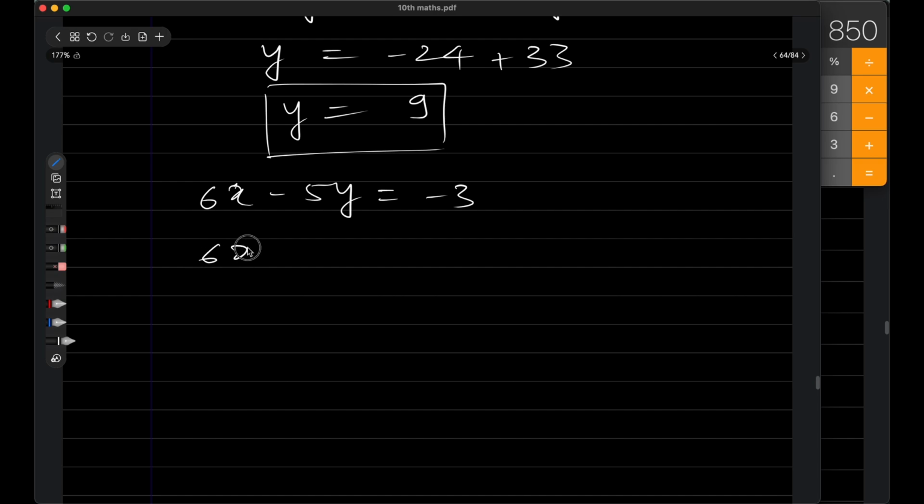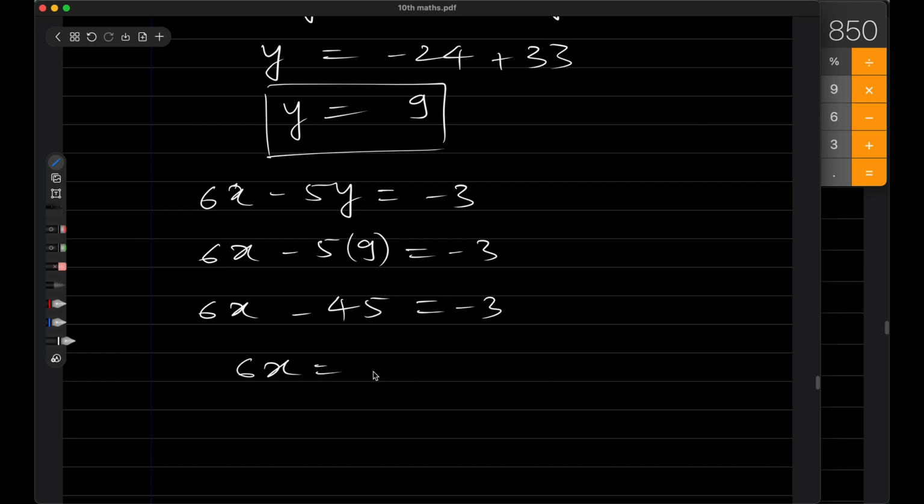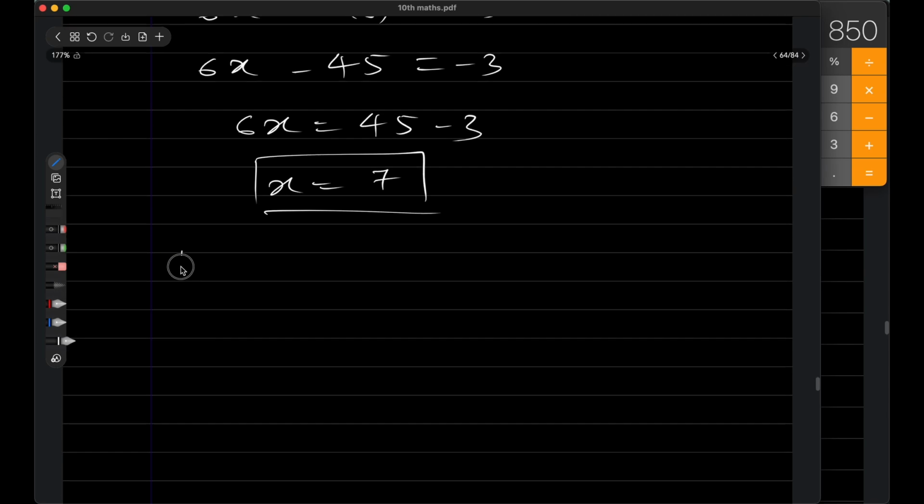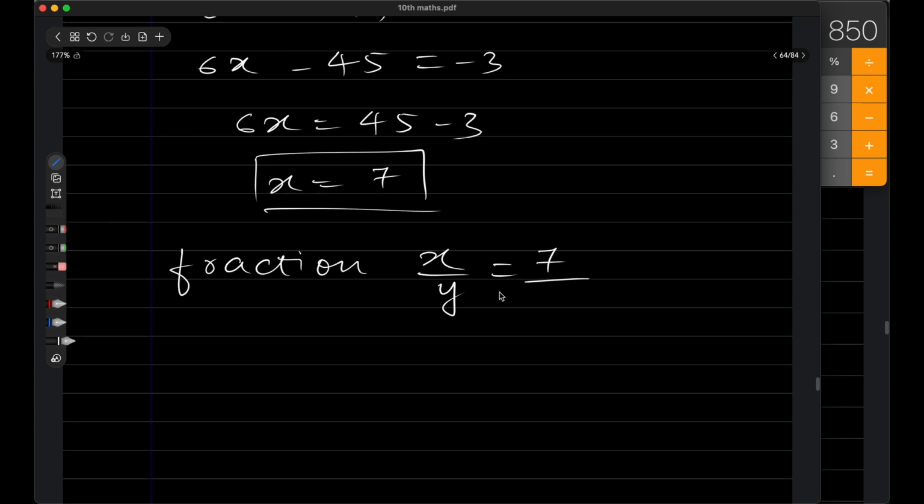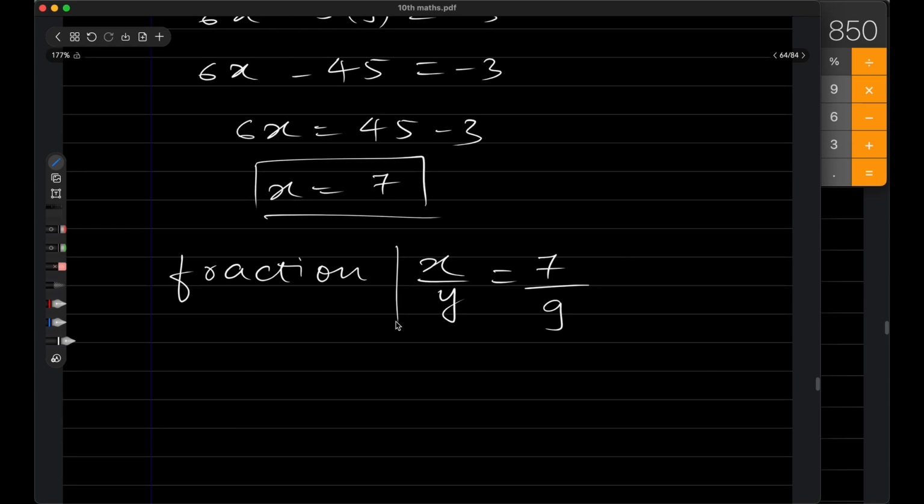Value of y is 9, so 6x minus 5 into 9 equals minus 3. We got the value of x and y. So the fraction x upon y equals, value of x is 7 and value of y is 9. This is the answer.